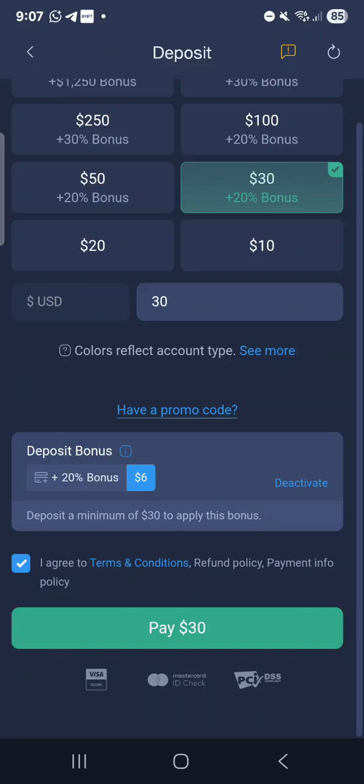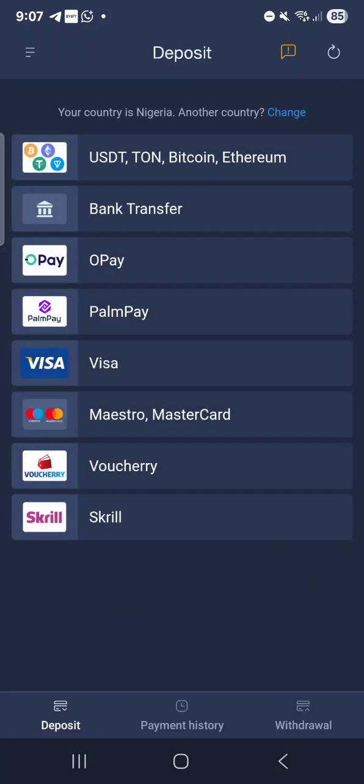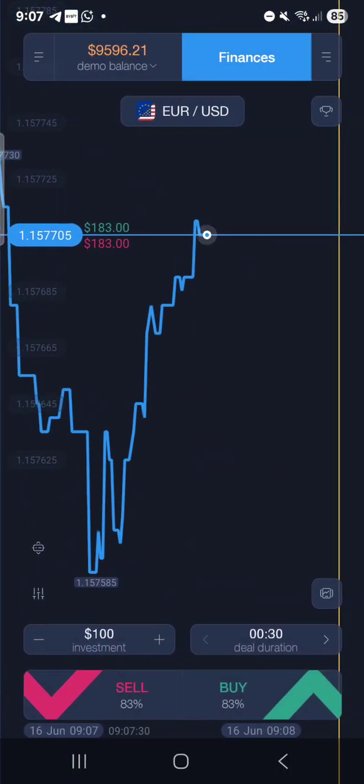So you put the amount you want to deposit, then you pay, and you can make a transfer and fund your Expert Option account. It's that simple. So that's how to deposit or fund your Expert Option account. So now let's go back to what we are doing.